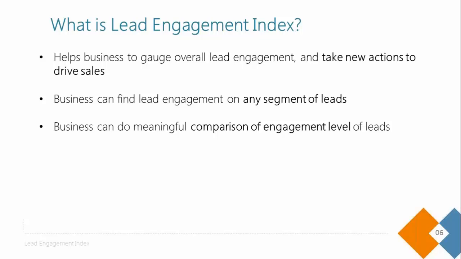Comparing two leads in a meaningful way is a difficult problem because the parameters of the two leads may be different. They might be from different sources. There might have been different kinds of marketing activities performed on them. But comparing apple to apple and defining the system in such a way that you can do apple to apple comparison, it's a difficult problem, and that we have solved using lead engagement index.